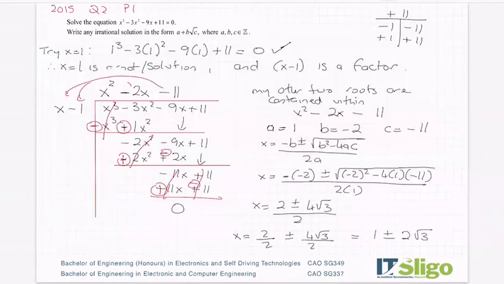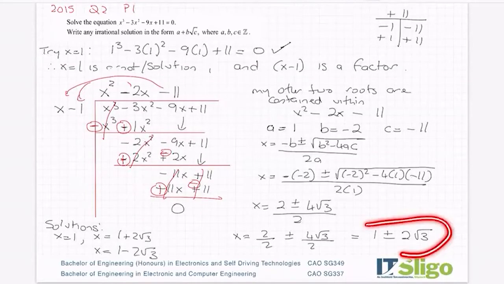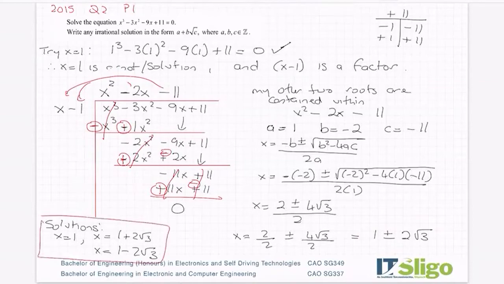Okay, so my solutions, don't forget x is equal to 1, because this one said solve, so it's expecting values. You can write it as x is equal to 1 plus 2 root 3 and x is equal to 1 minus 2 root 3, or you could have written it as x is equal to 1 plus or minus 2 root 3. Any of those would be the same. So that's how I would do it with long division.